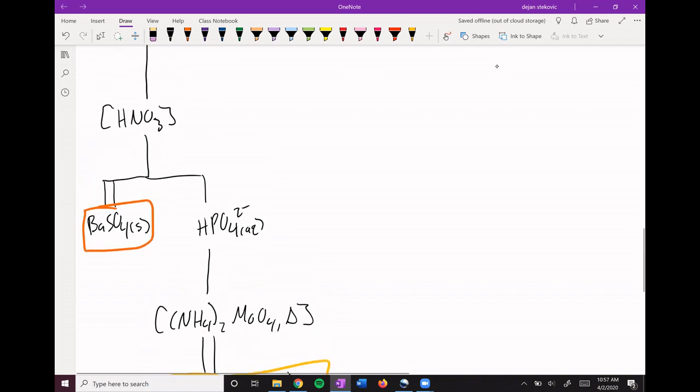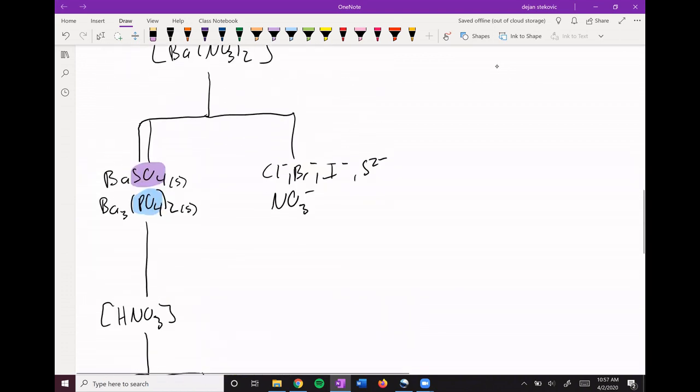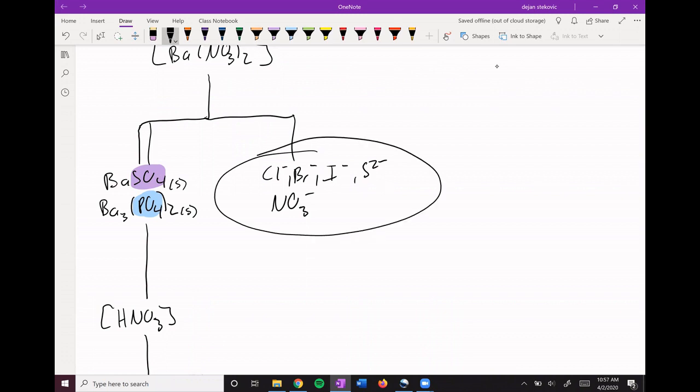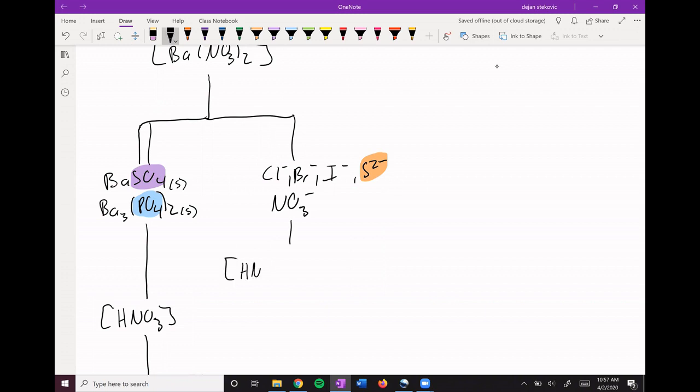So let's follow our flow chart back up. And now we're going to focus on the supernatant from earlier. Remember, we separated out the sulfate and the phosphate. So now let's focus on this supernatant. And specifically for this step, we're going to focus on this sulfide. So what we're going to add to this is some acid. We're going to acidify the solution, and then we're going to add some copper nitrate.